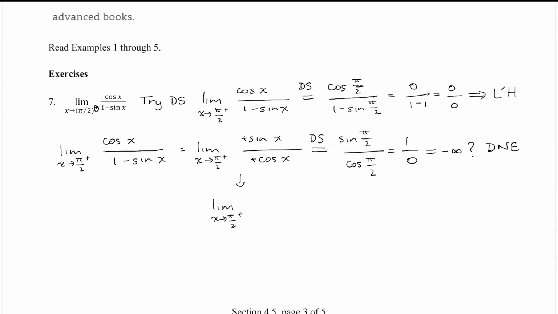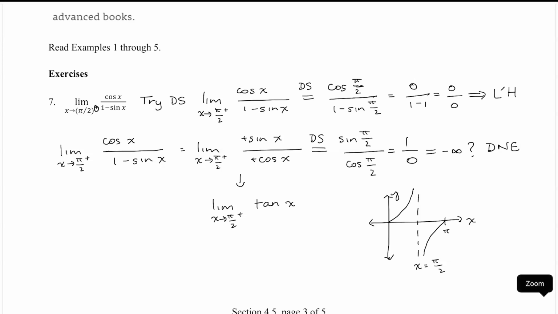Well, one thing is, I could have noticed, if I were a little bit smarter, that at this point the limit as x approaches pi over 2 from the right of sine x over cos x is actually the limit of tan x as x approaches pi over 2 from the right. And I don't know if you remember what the graph of tan x looks like, but let's just do a little reminder here.